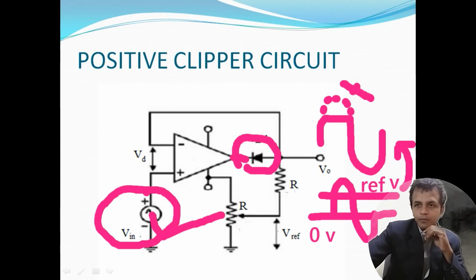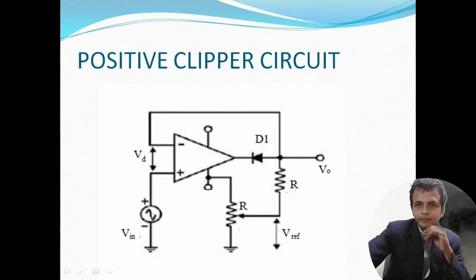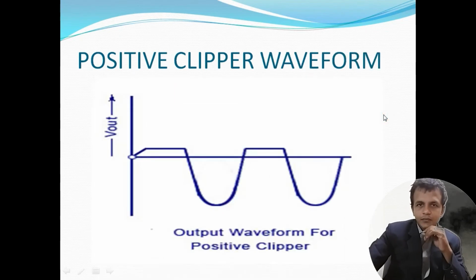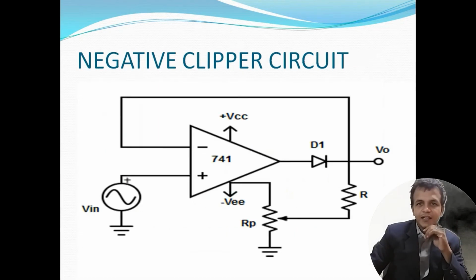Let us look at the waveform. So the voltage above the reference voltage is eliminated, and the portion of the signal below the reference voltage appears as it is in the output signal. Right? So this is the thing.